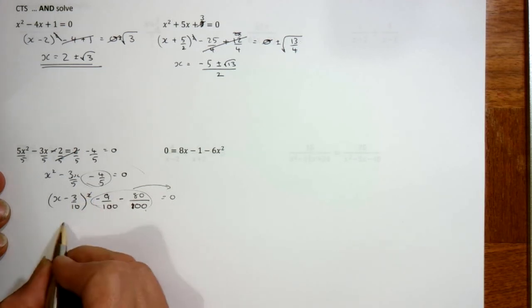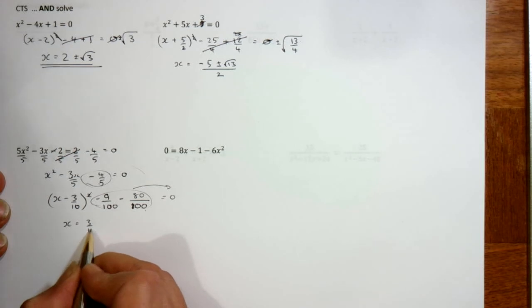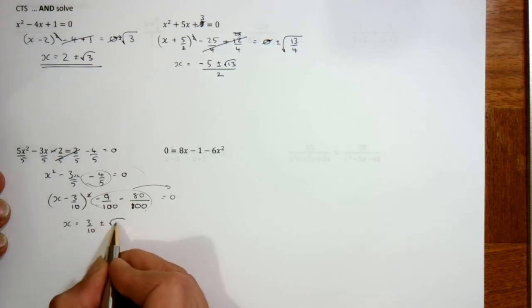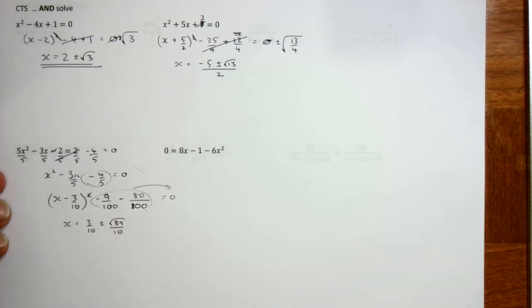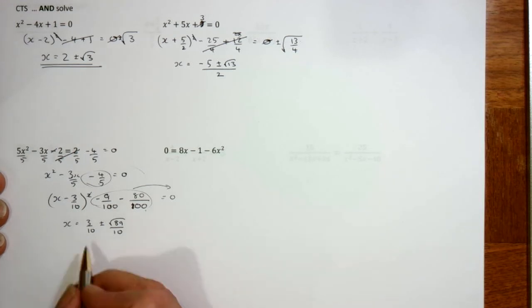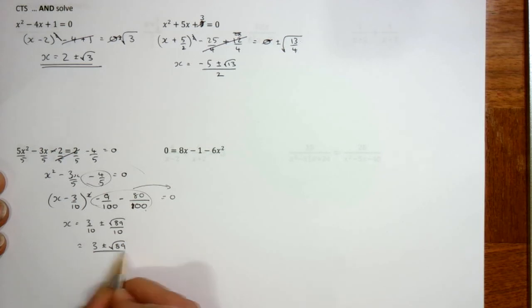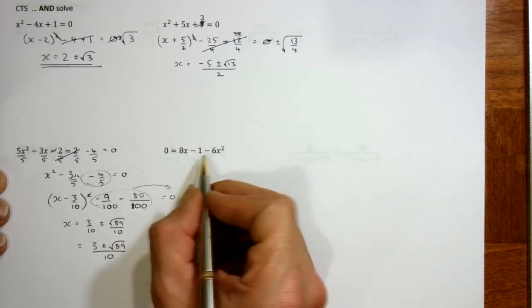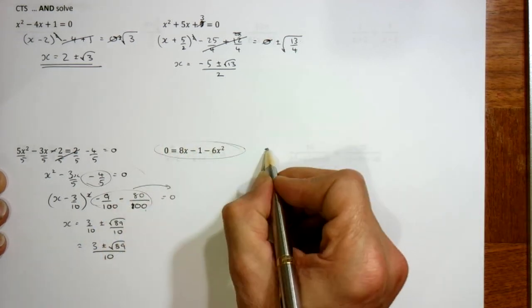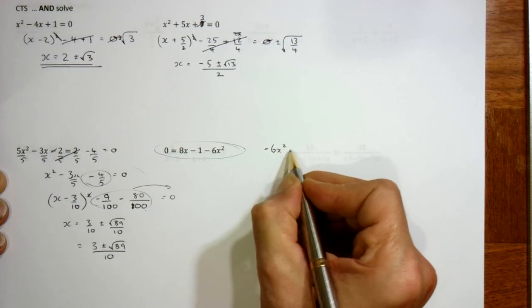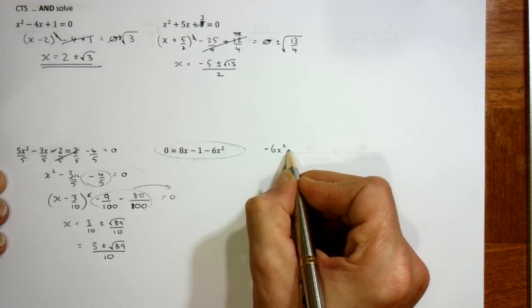Put these two fractions together, bang it over the other side, square root it, and then add the 3/10. So x equals 3/10 plus or minus the square root of 89 over the square root of 100, and there's our answer. Easy peasy. And if you want to, we could write it as 3 plus or minus root 89 over 10.